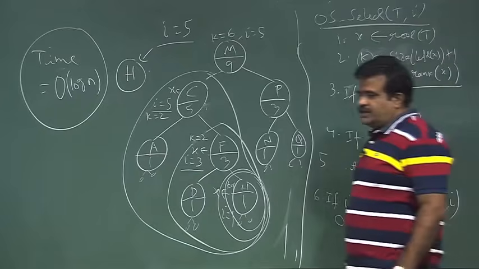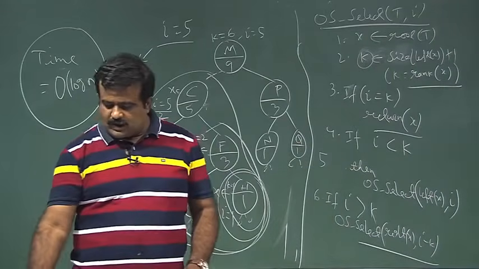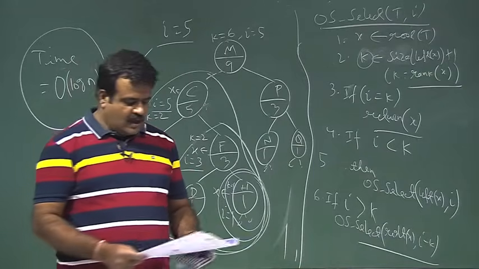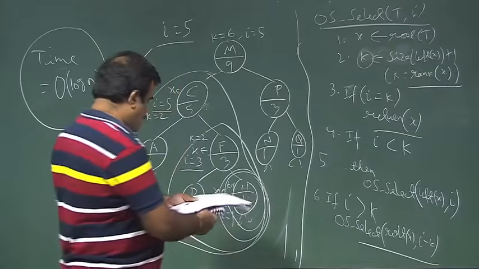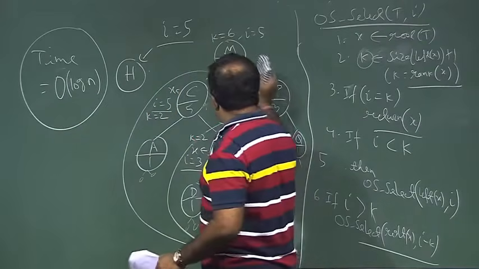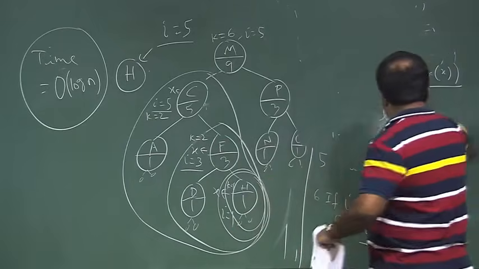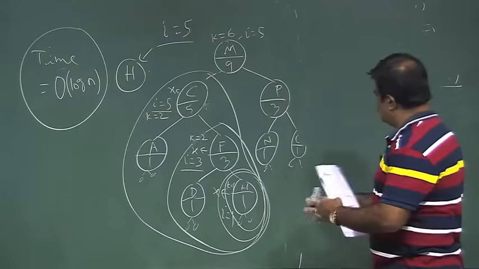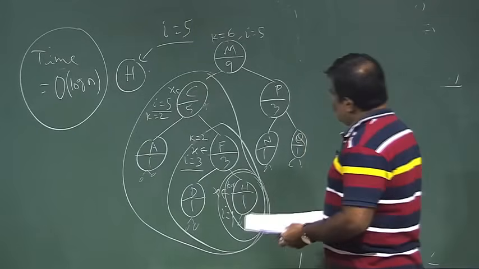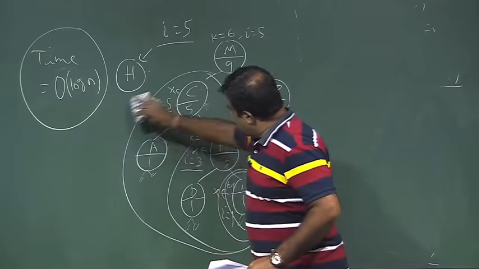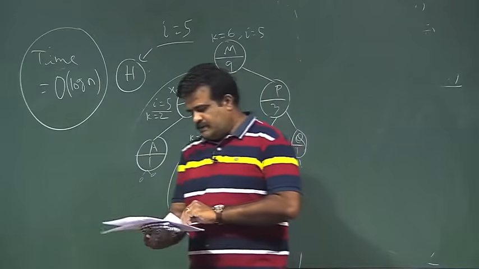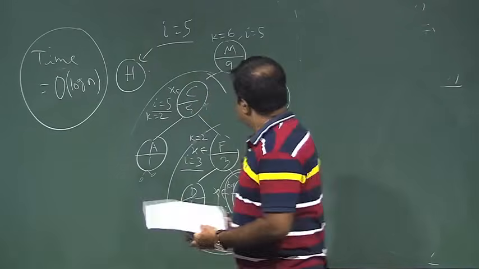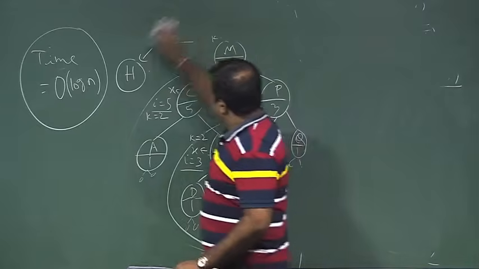Now the question is how we can perform insertion and deletion operations. How to perform insert and delete operations here in the dynamic order statistics? So, this is Q. Suppose you want to insert a node, say K. Suppose you want to insert a node K.